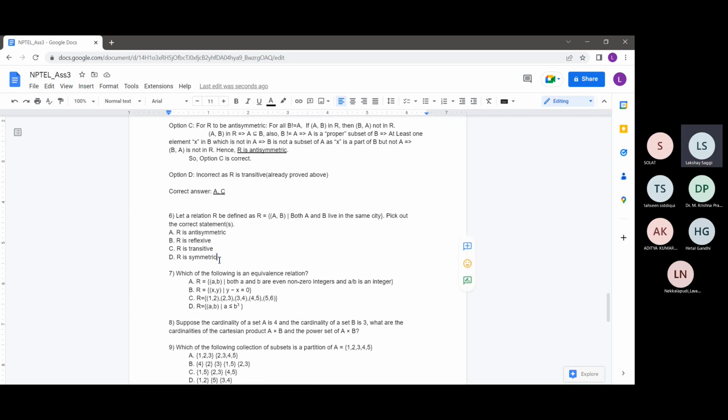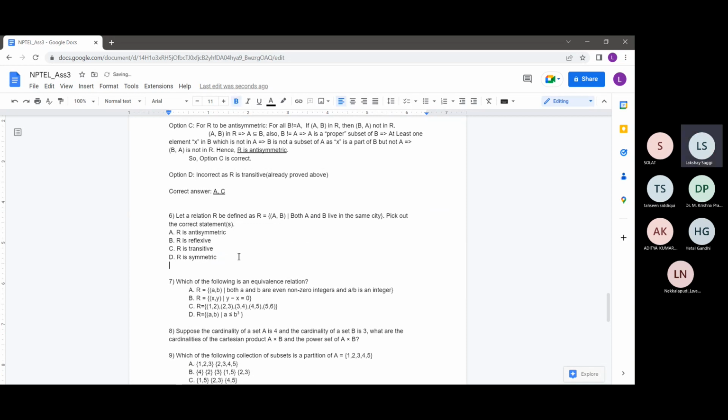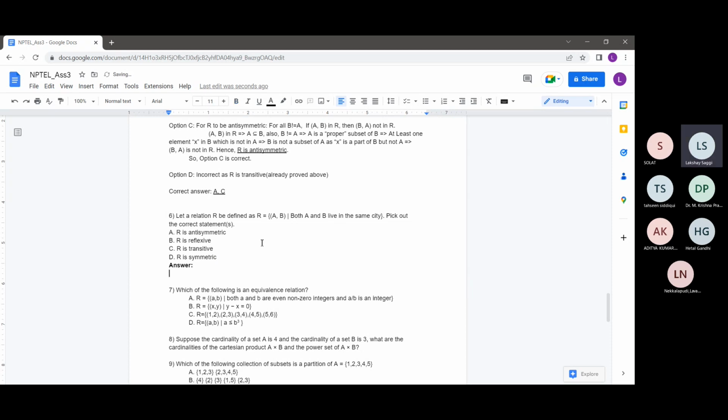So let's come to question 6 now. Question 6 says that let a relation R be defined as R is A comma B such that both A and B live in the same city. So basically R is a relation which says that two people, A and B, are related if and only if they both live in the same city. I guess it's similar to the previous question, similar in flavor at least.